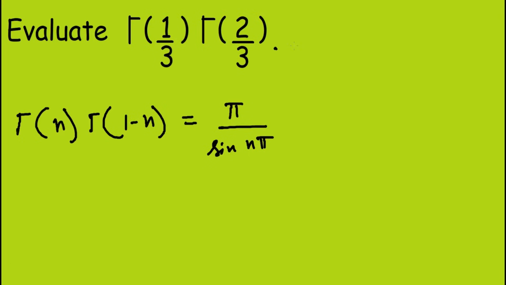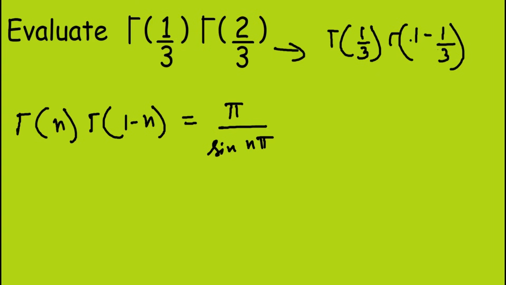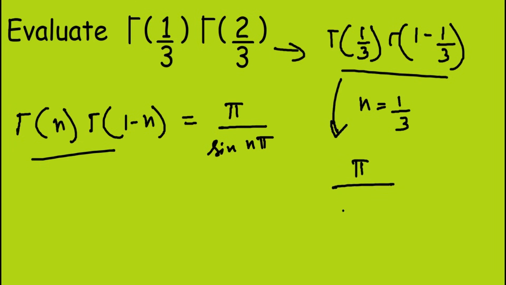If you see, I can write this as gamma 1 by 3 times gamma 1 minus 1 by 3, because 1 minus 1 by 3 is 2 by 3 and this is 1 by 3. So I have just written the same expression in a different manner so that I can compare it with this one. If I compare both of these, I can see that the value of n is 1 by 3. So this can be further written as pi divided by sin 1 by 3 times pi.